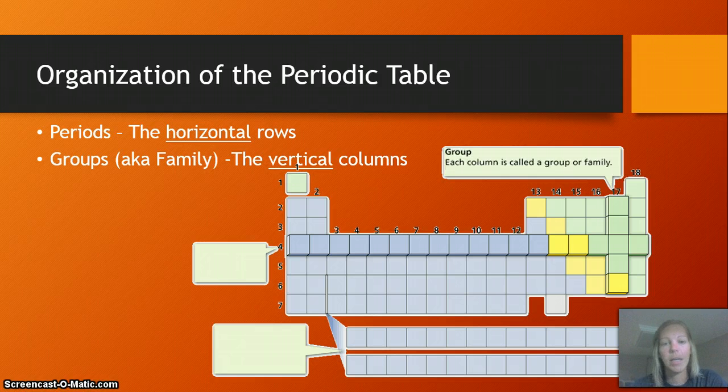So, breaking the different parts of the periodic table down, there are periods, which are the rows going across the periodic table. And then there are groups, which are also called families, that go down the periodic table. So if you notice, there's 7 main periods, and there are 18 groups.